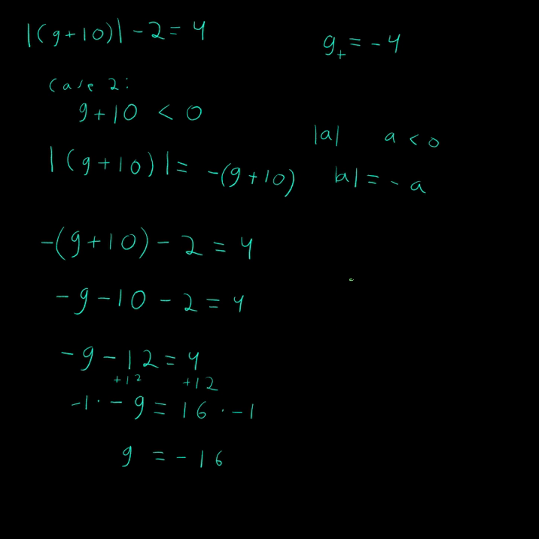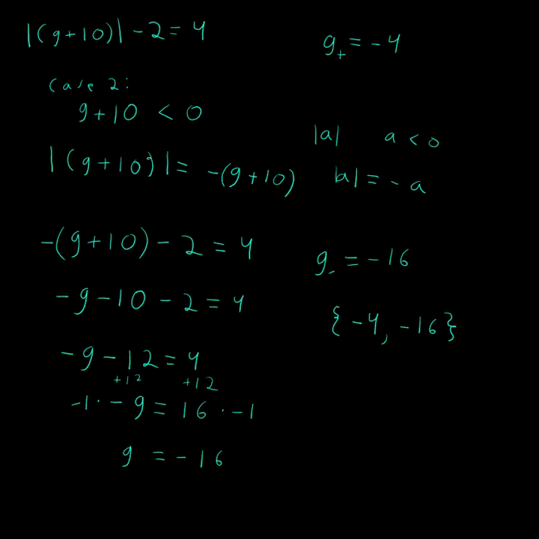So let's see here for a second. Okay, so g for the negative case is going to be negative 16. And to express this out, let's invoke our solution set. So our solution set is just going to be the set with the solutions, and that will be negative 4 and negative 16.